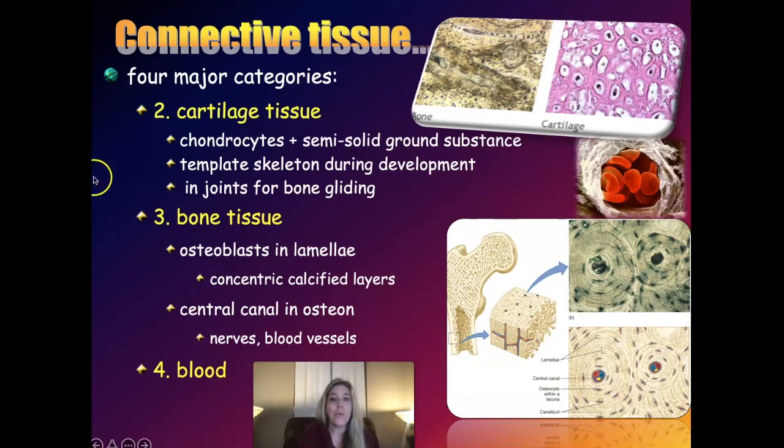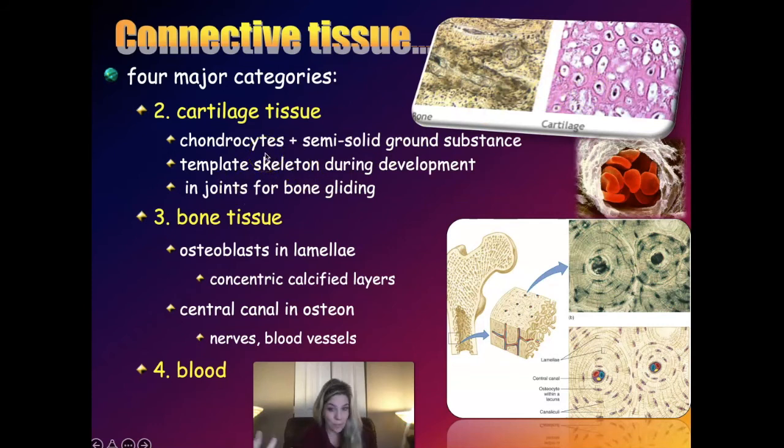So recall that we had supporting connective tissue that was broken into cartilage tissue and bone tissue, and then we had fluid connective tissue, which was blood. So let's talk about supporting connective tissue. Cartilage tissue has a ground substance that is kind of semi-solid. So kind of bendable, flexible, not liquid, not solid, somewhere in between, and a bunch of chondrocytes included. Chondrocytes are these little cells that are embedded into that semi-solid ground substance.